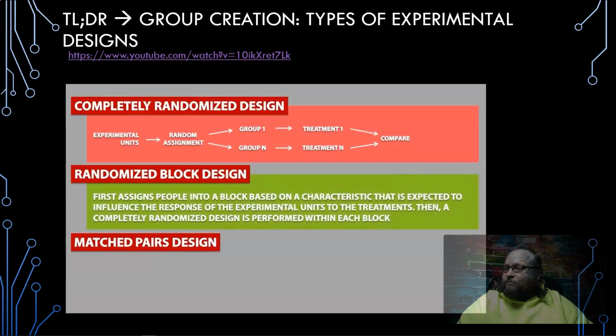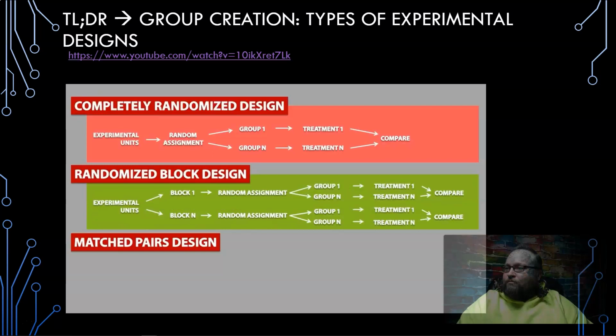A randomized block design first assigns people into a block based on a characteristic that is expected to influence the response of the experimental units to the treatments. Then, a completely randomized design is performed within each block. This is what the diagram would look like. Block N means that you can have any number of blocks that you want.